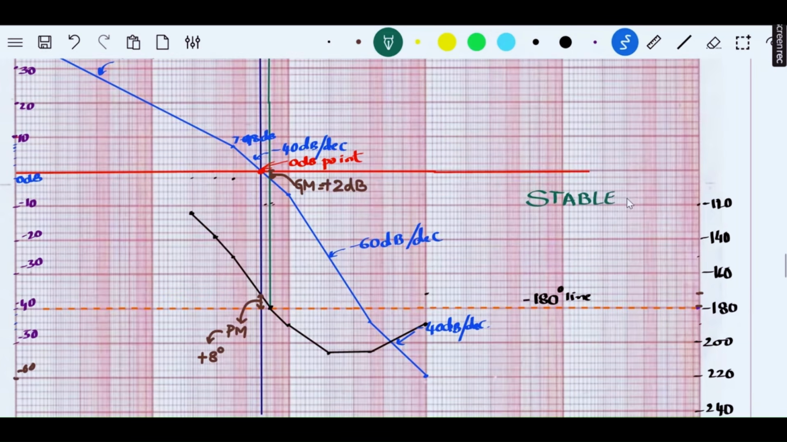The system is stable. So I should also write the axis. In the magnitude y-axis, I took 1 centimeter equals 10 dB. While plotting the phase plot, I took the y-axis 1 centimeter equals 20 degree. See, 180, 160, between that the difference is 20 degree. 140, 160, between that the difference is 20 degree. So therefore, this is how the plot should be done.